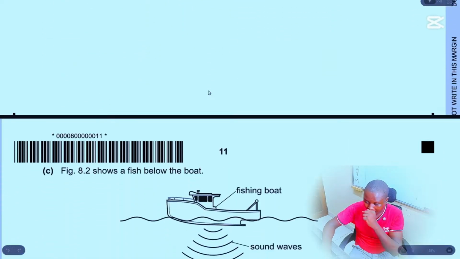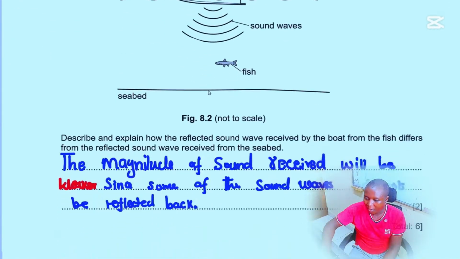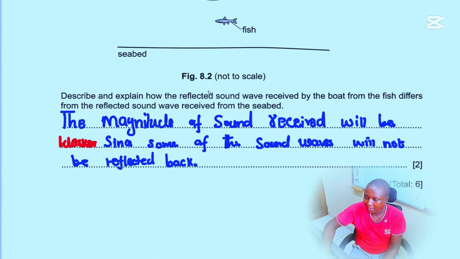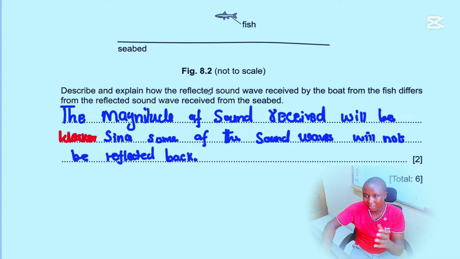And then maybe you can be asked to describe and explain how the reflected sound wave received by the boat from the fish differs. The magnitude received will be weaker, since some of the sound wave will not be reflected back from the fish. Because actually it's small, so some of the sound waves will go down and will not be reflected.